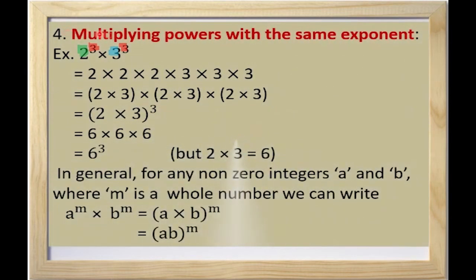Children, the fourth law is multiplying powers with the same exponent. Let us take an example, 2 raised to the power of 3 into 3 raised to the power of 3. Understood children? Here the bases are different but the exponents are the same. So what is the base here? In the first power it is 2, and what is the base in the second power? It is 3. And what are the exponents? Exponents are the same, that is equal to 3.